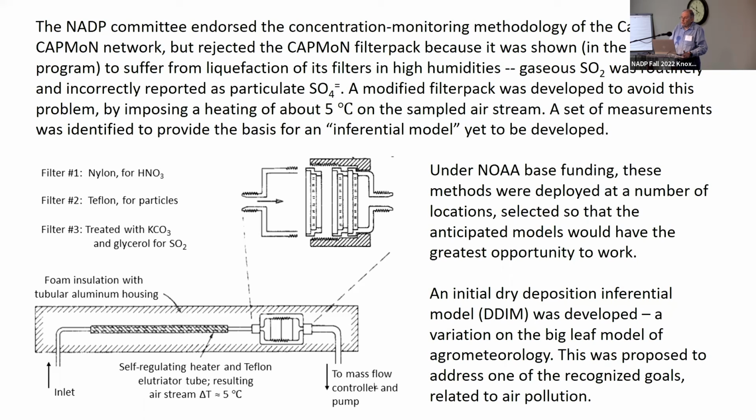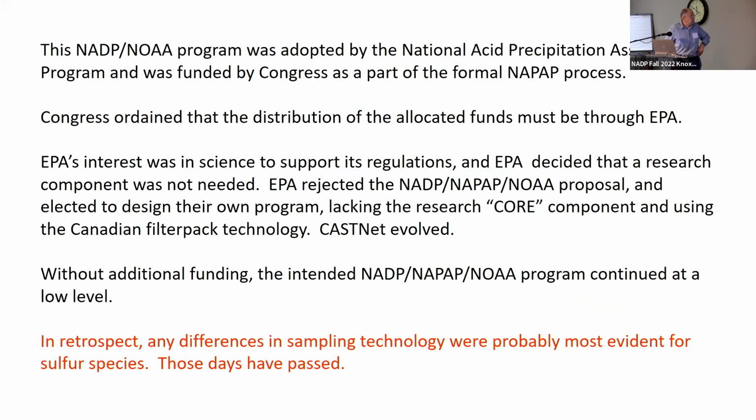So we said, we will not use that. We'll put a heater on the front end. We'll limit it to just 5 degrees Celsius, but that's enough to get past the diurnal humidity cycle in the southern United States. So we put that in place, and we started up a program looking at it, and we had that going ahead. Look, I was at that time involved in the National Acid Precipitation Assessment Program.